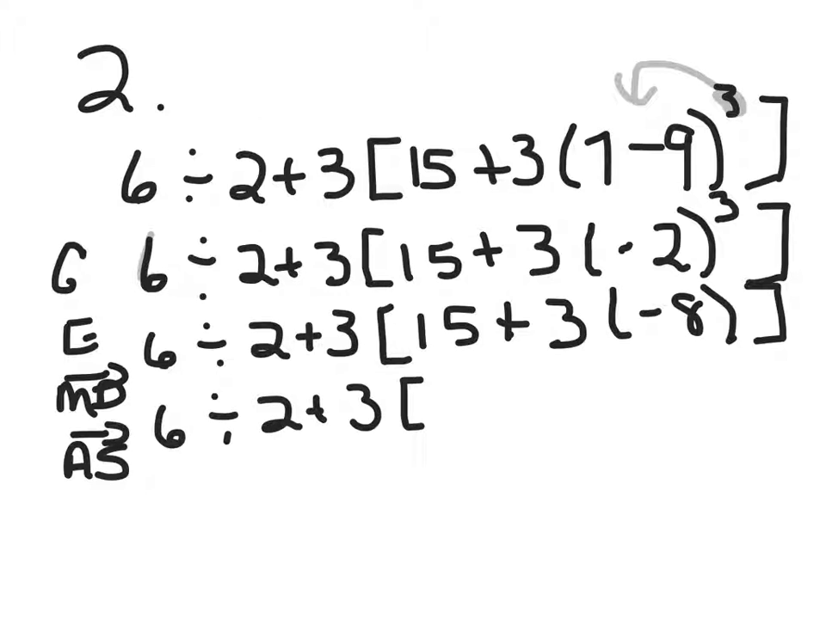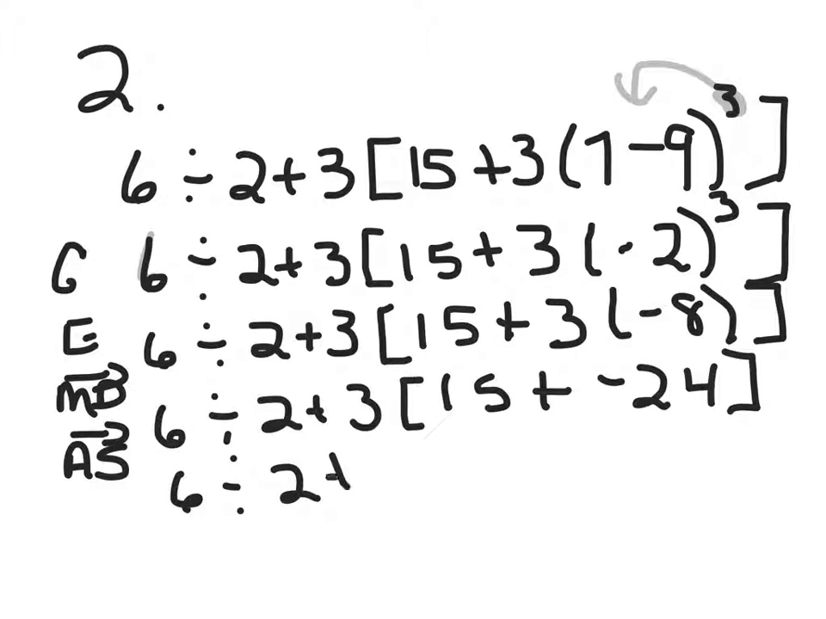Inside the brackets, I have addition, and I also have multiplication. My order of operations says I do multiplication first. 3 times negative 8 is negative 24. Continuing, I still have bracket work to do. Inside the brackets, I have 15 plus negative 24. That would give me a negative 9.